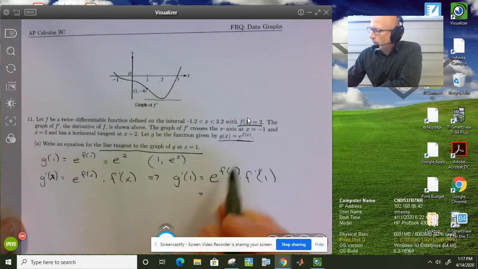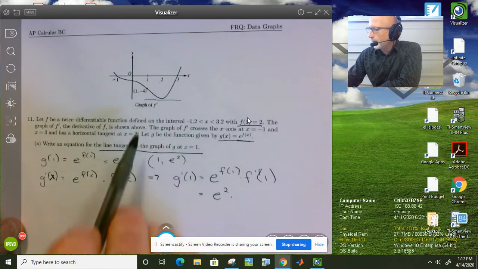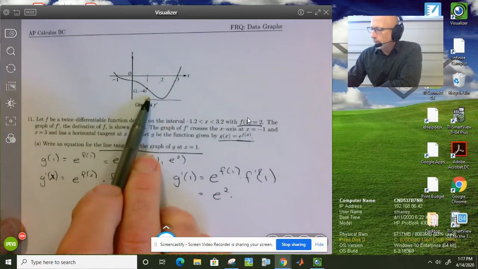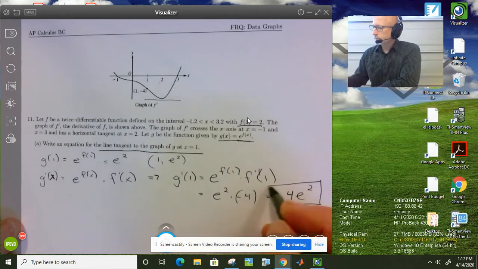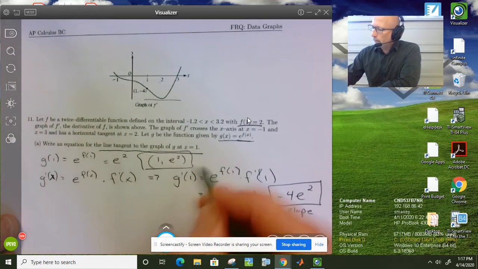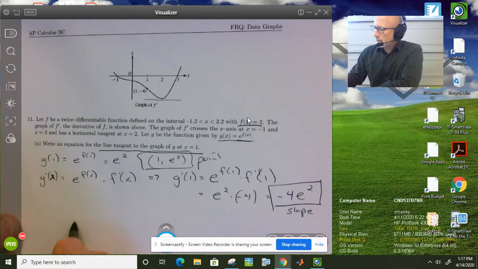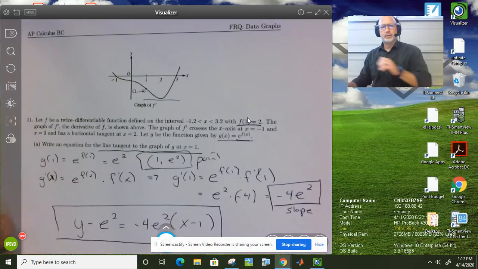Well, what is e to the f of 1? f of 1 is 2. So e squared times f prime of 1. Well, look, f prime of 1, here's the graph of f prime, is negative 4. So this is equal to negative 4e squared. Okay, so that is the slope. This right here is the point. So I just plug into the equation: y minus e squared is equal to negative 4e squared times x minus 1. Okay, and that's the equation.